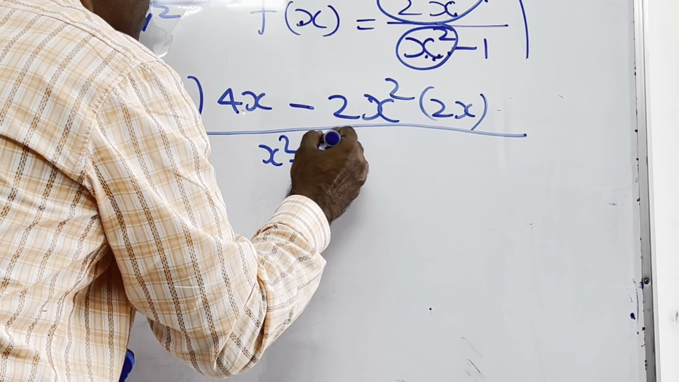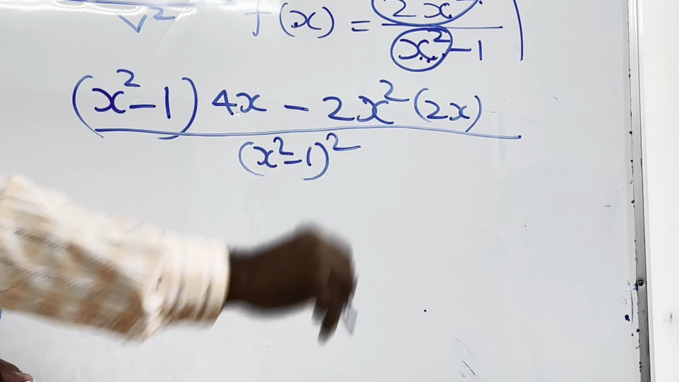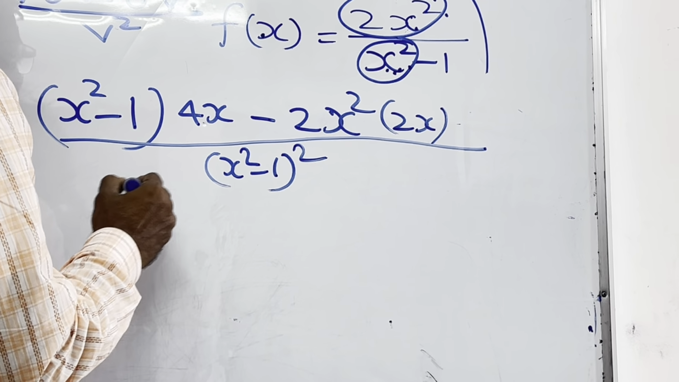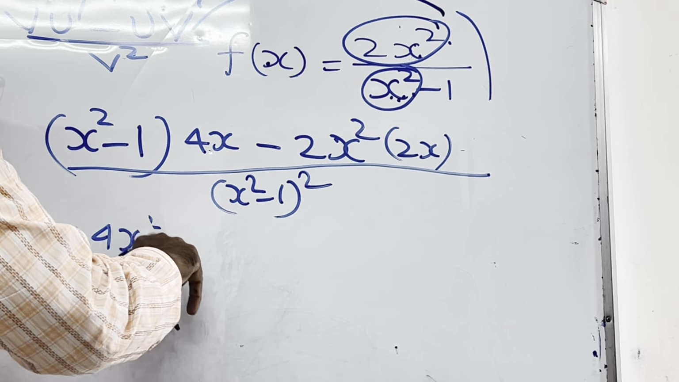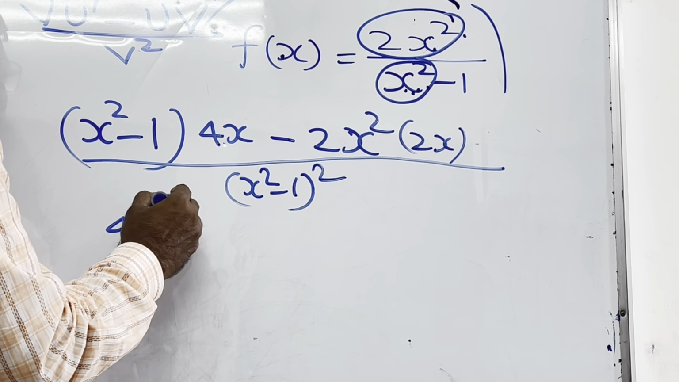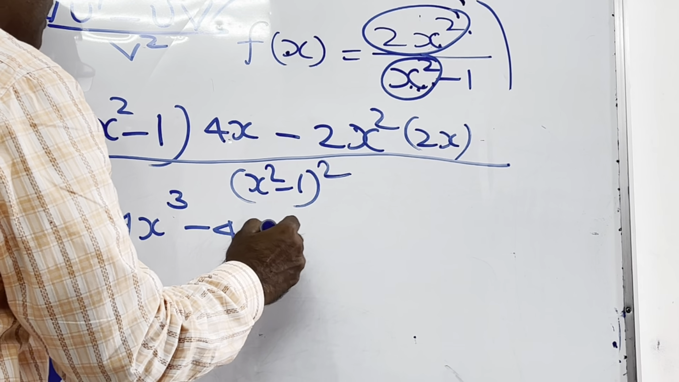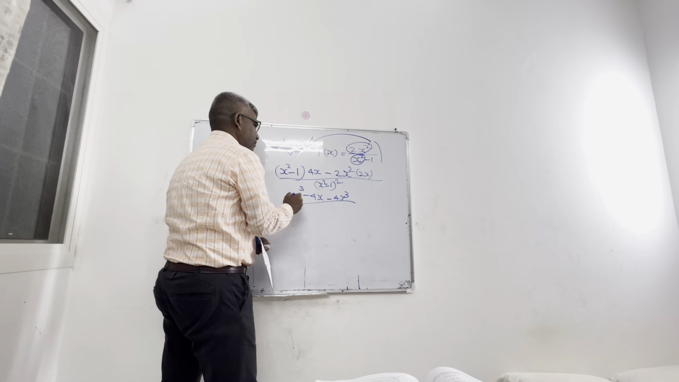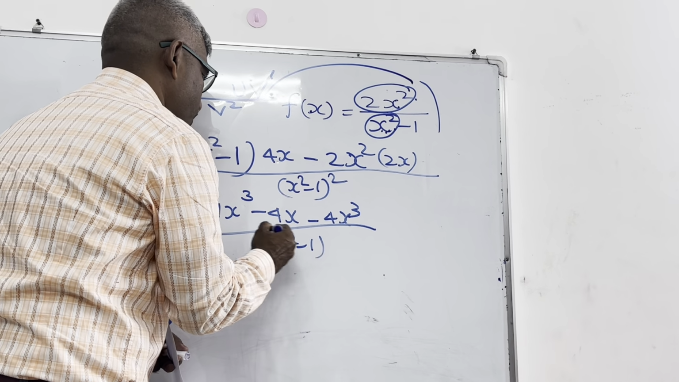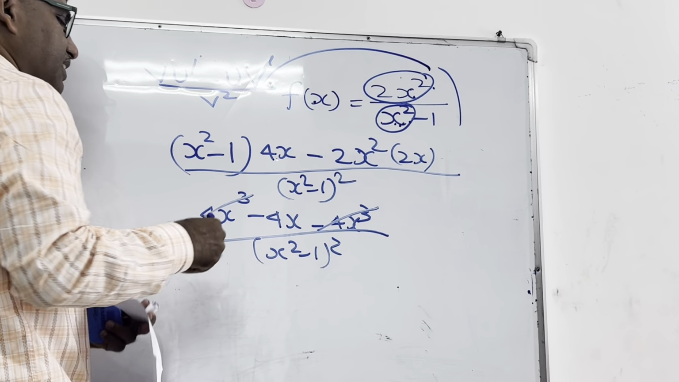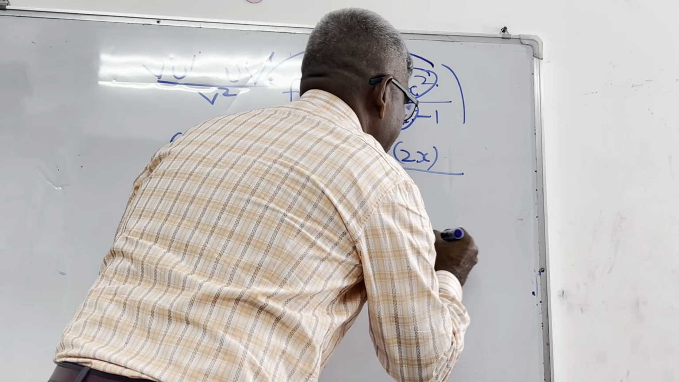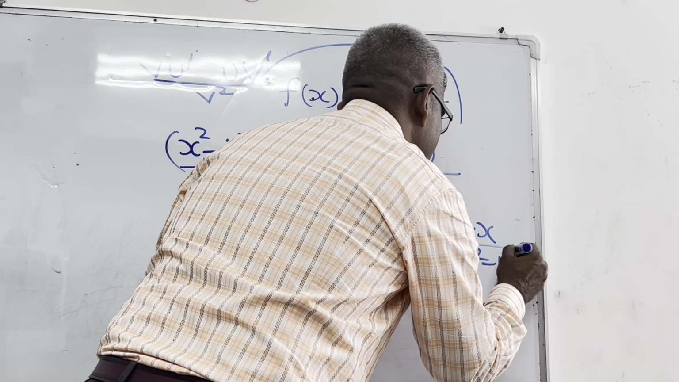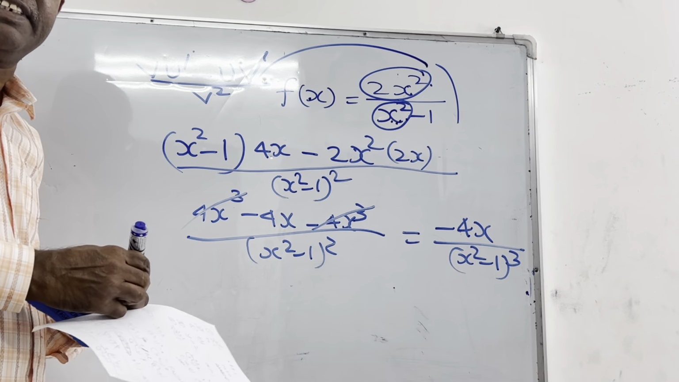So over x squared minus 1 whole squared. So we get 4x cubed minus 4x minus 4x cubed, divided by x squared minus 1 whole square. Cancel. So what is the balance? Minus 4x over x squared minus 1 whole square. This is f dash x.